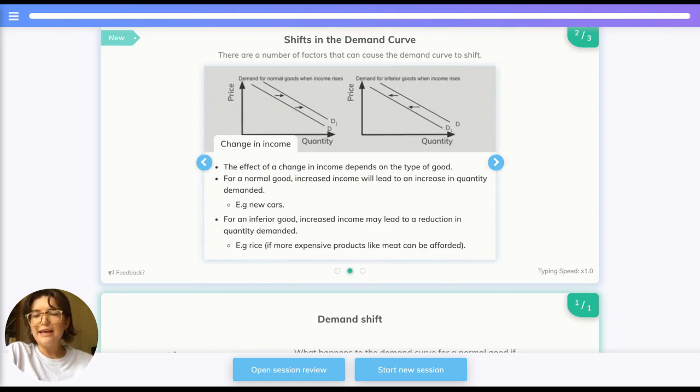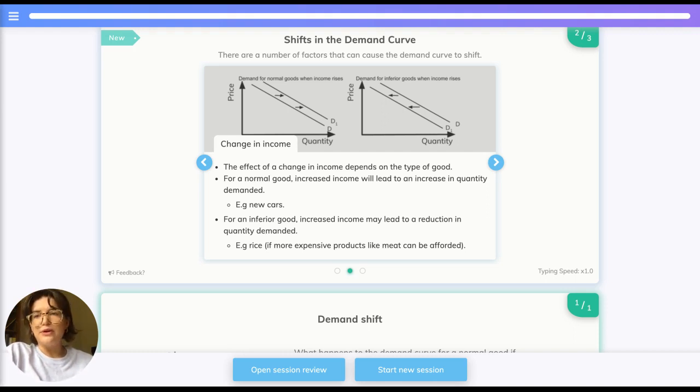So how does a change in income affect the demand curve? The effect of a change in income depends on your type of good. For example, if there's a normal good, increased levels of income will lead to an increase in quantity demanded. For example, if you get more money in your income, you're more likely to buy a new car.